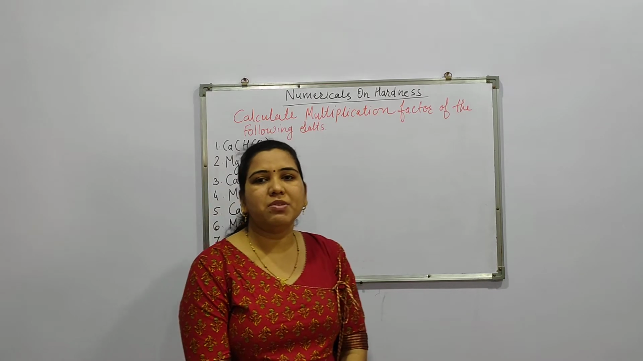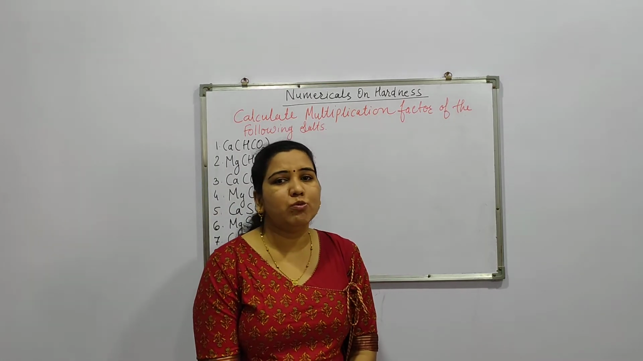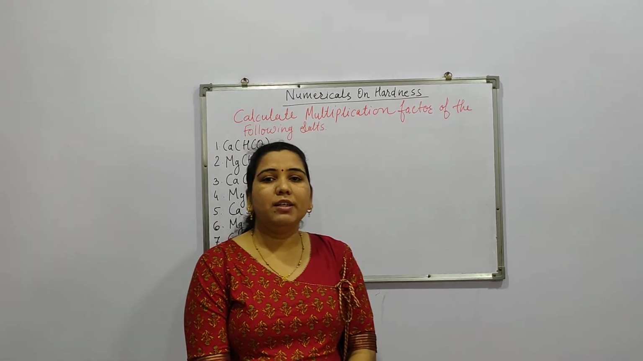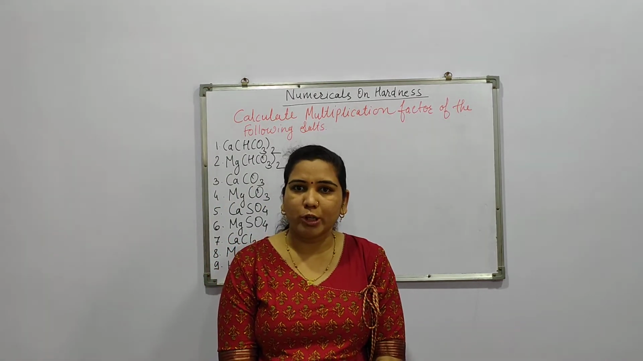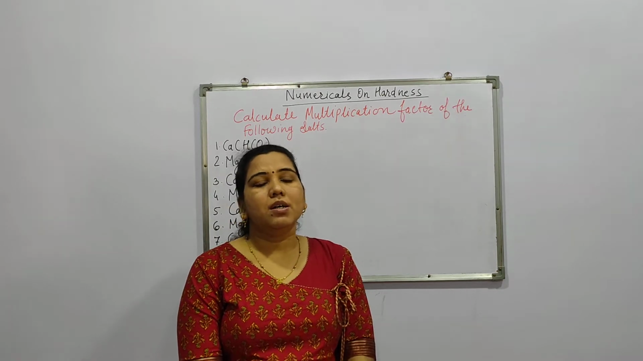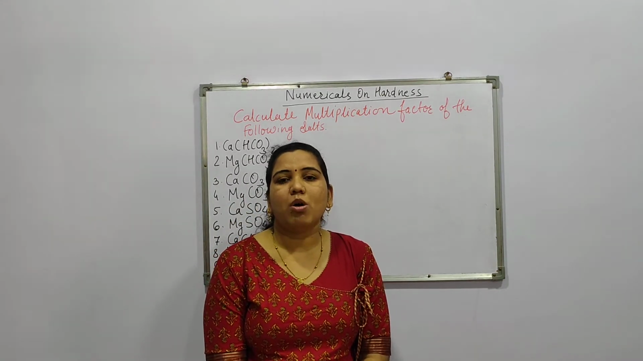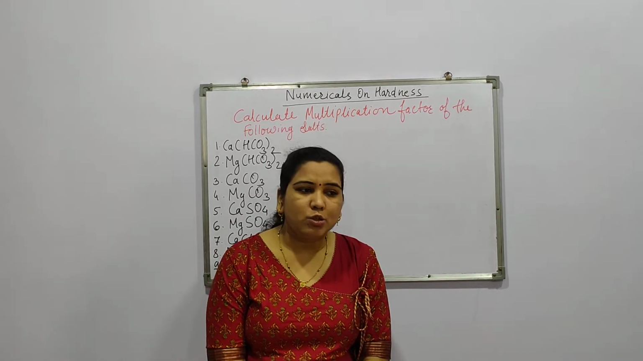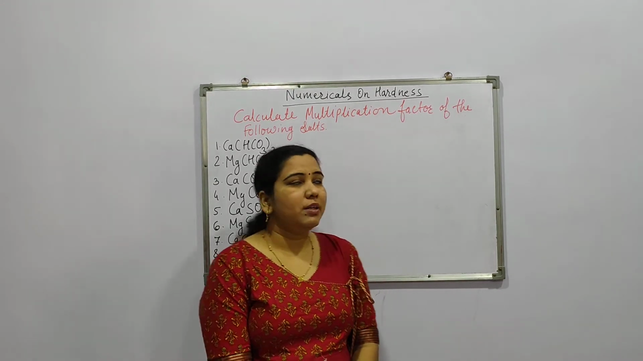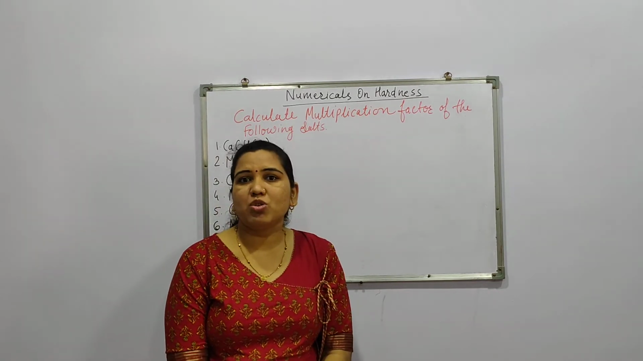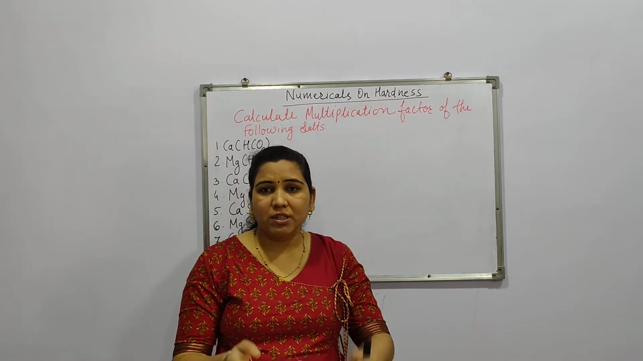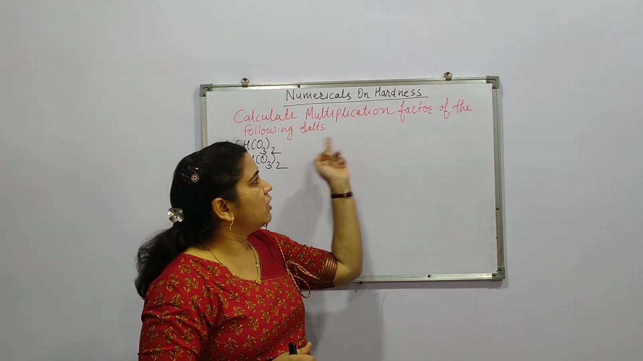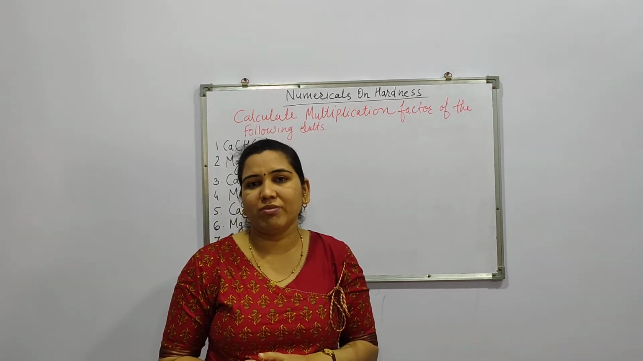Now under engineering chemistry, one of our units is water treatment or water technology. Under that there are different numericals on the hardness of water. Until now we have already seen the topics of hardness of water, types of hardness, and its units. After that we have to see the different numerical problems based on the hardness of water. So in today's first lecture, first video, we are going to see how to calculate the multiplication factor.